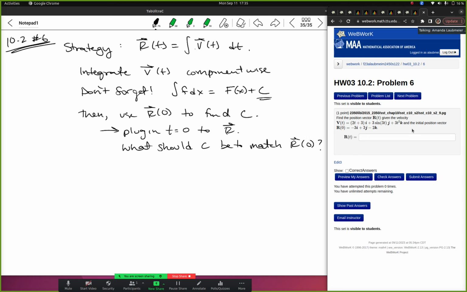What I mean by that is that you're going to plug in t equals 0 to r of t, the integral of v dt. And then you're just going to ask yourself, what does C need to be in order to match r of 0? And then you put in your final answer that has both the parts that depend on t and the unknown constants. So I'm going to show you what I mean, for example, just looking at the i hat component.